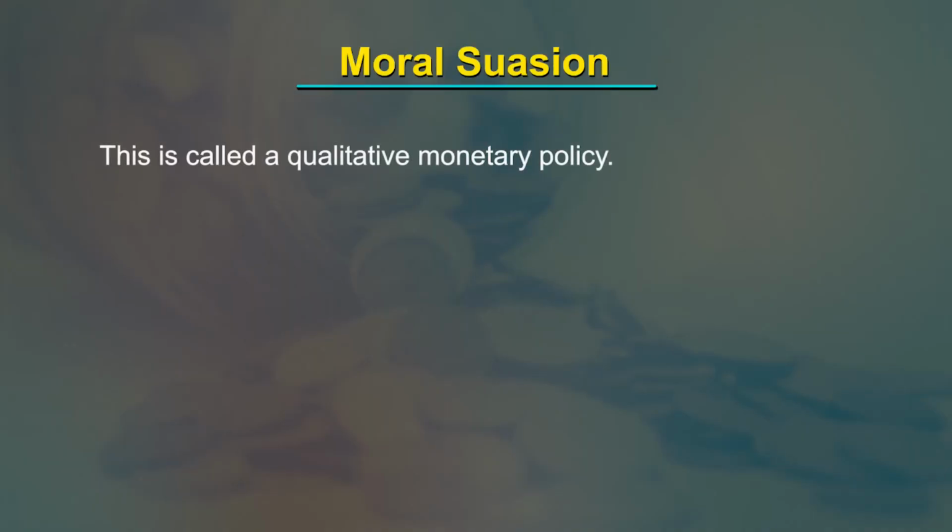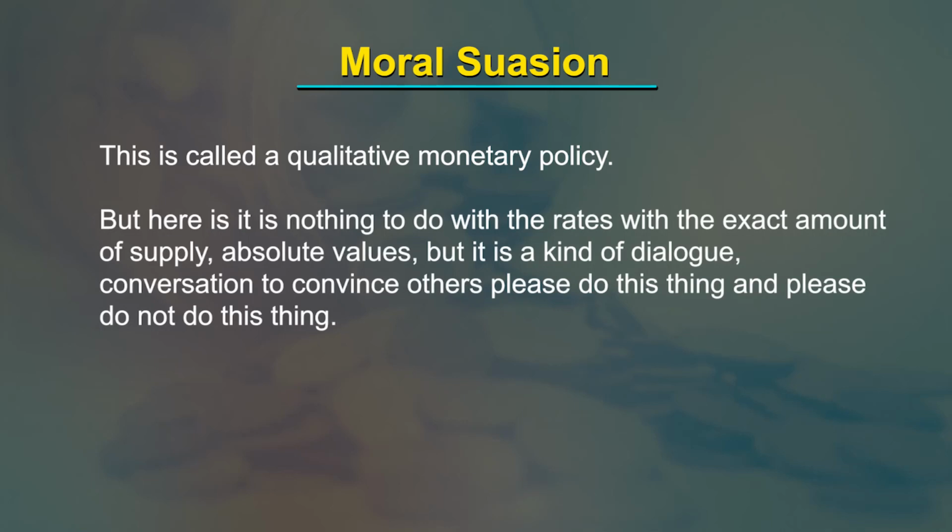This is moral suasion. The central bank can persuade the commercial banks to do good for the economy. So this is essentially moral suasion. We can call it a qualitative monetary policy. But here it has nothing to do with the rates, the exact amount of supply, or absolute values. It is a kind of dialogue, a conversation to convince others: please do this thing and please do not do this thing.